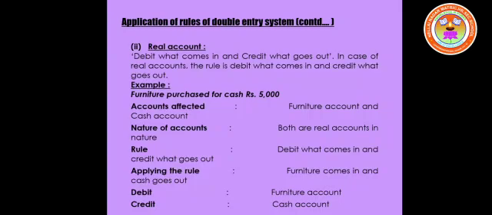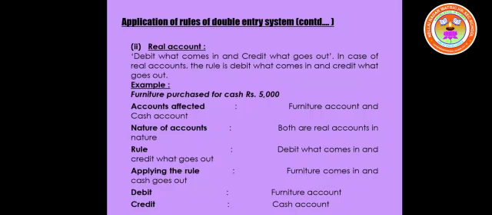Next, we will see how to apply real account rules in a transaction. Real account rule is debit what comes in and credit what goes out. In case of real account, the rule is debit what comes in and credit what goes out. For example, furniture purchased for cash rupees 5,000. Here affected accounts are furniture account and cash account. Nature of accounts: both are real accounts.